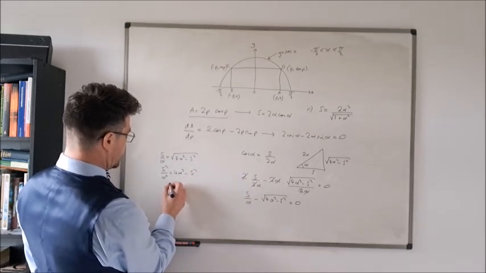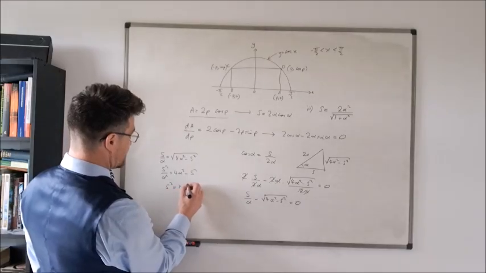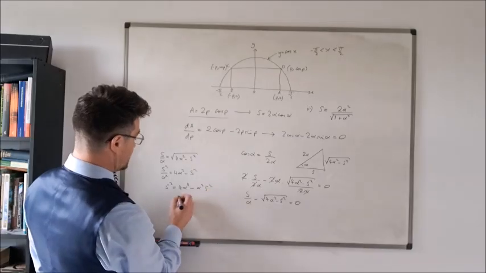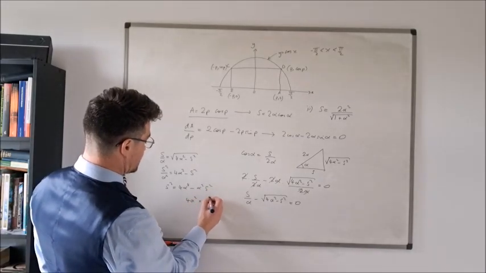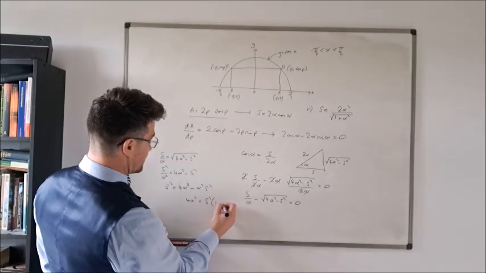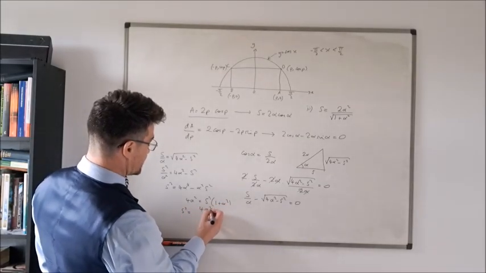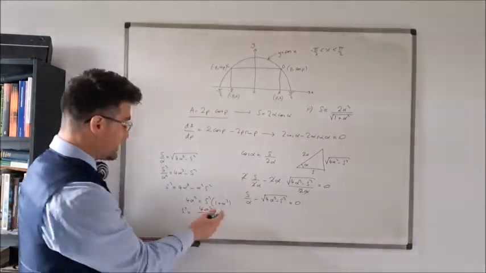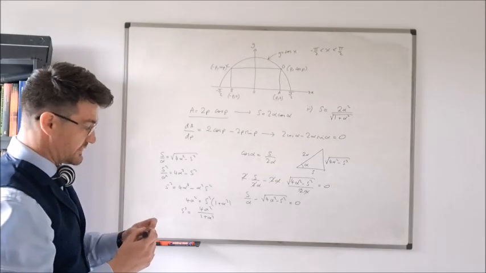So s squared equals 4 alpha to the 4th minus alpha squared s squared. So 4 alpha to the 4th is equal to s squared times 1 plus alpha squared, and therefore s squared is equal to 4 alpha to the 4th over 1 plus alpha squared, and the result is going to follow. Square root each side, you get 2 alpha squared over the square root of 1 plus alpha squared.